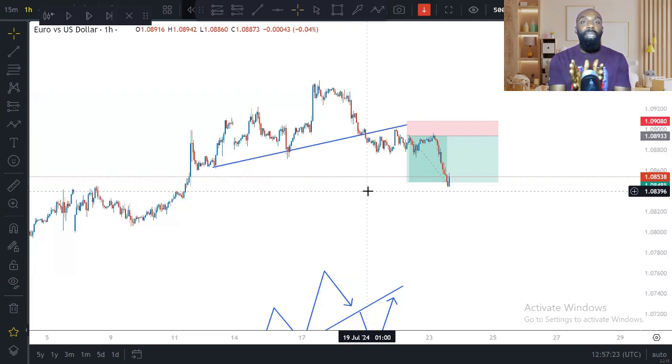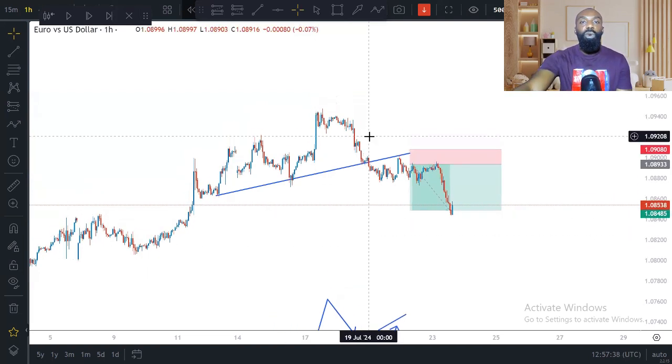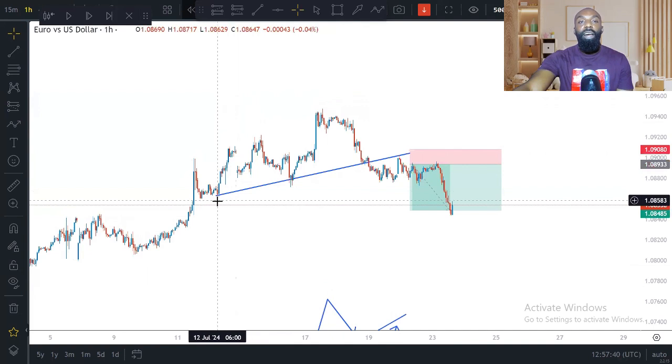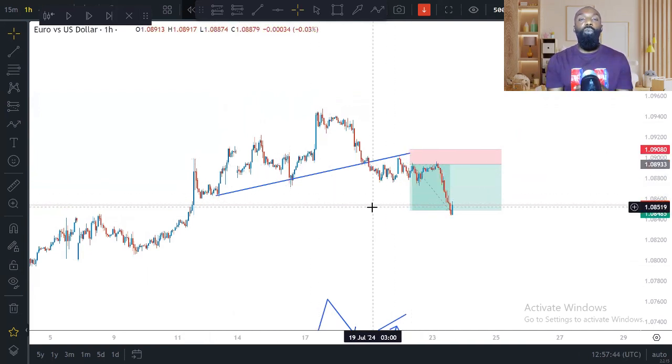But for me, I believe this one is very, some persons look at it to be very basic. Yes, it's basic, but it actually works. Even ICT, SMC, they all still work on support and resistance, trend line, right? So this is the first example I'm going to be showing you about trend line, break and retest. Okay, now quickly let me show you the second one, which is going to be on resistance, support, break and retest. Okay, let me show you that.